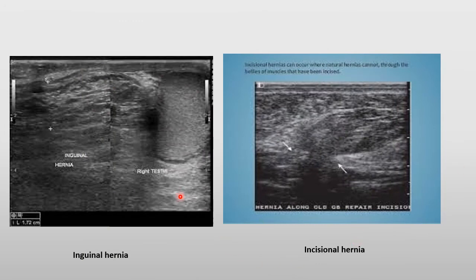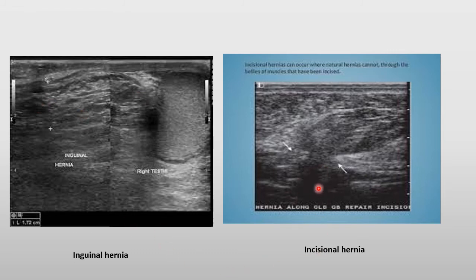Okay, this is an ultrasound which I told you of, of the inguinal region here and the scrotum. This is the testis, right testis here, and this is the inguinal canal which is occupied by the small intestine. Intestine contents within the inguinal canal. So this is an inguinal hernia.